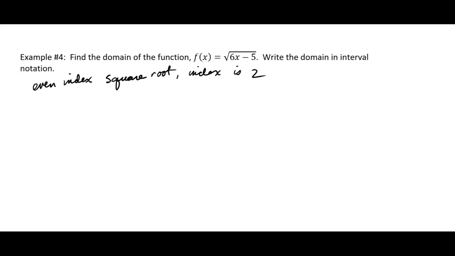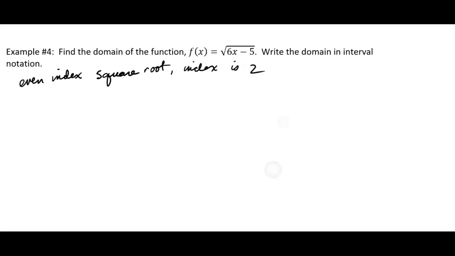Okay, so what that means is the radicand, the stuff underneath the radical, the 6x minus 5, has to be greater than or equal to 0. Now that's an inequality, and so we want to solve the inequality. Add 5 to both sides, divide both sides by 6. Okay, and you didn't have to switch the inequality because you divided by a positive 6, so that's okay.